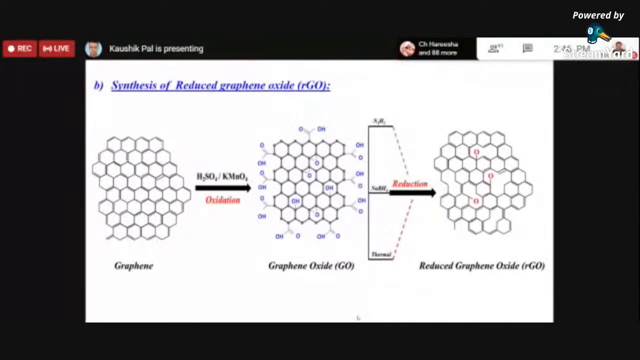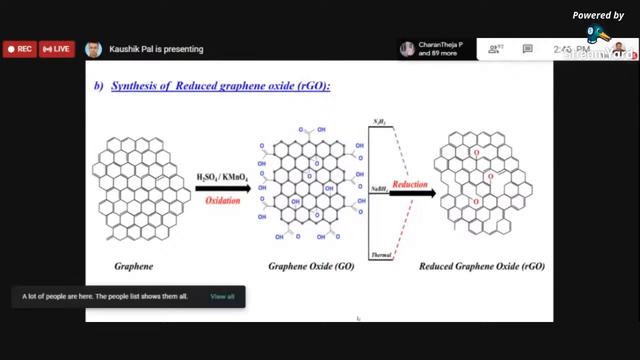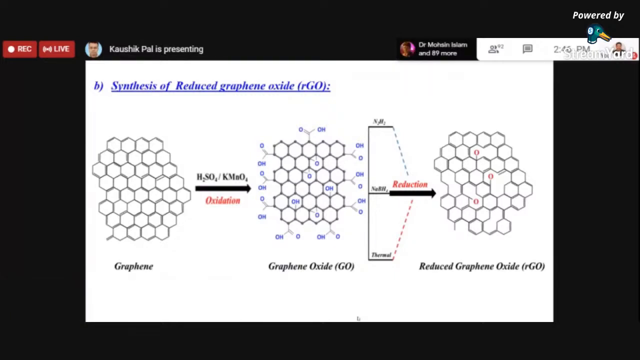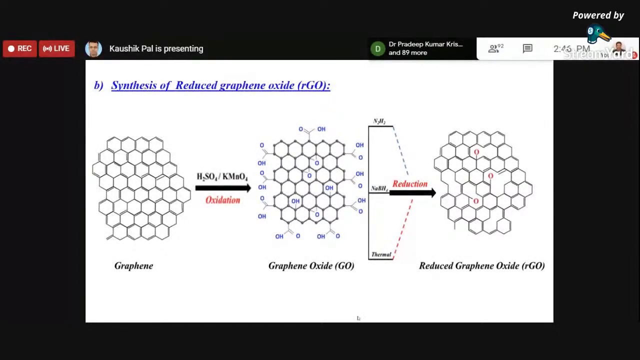So people are using N2H2, some people are using NaBH4, some people are using only the temperature or heat. But everything has certain drawbacks. We have used NaBH4 in our case because we have seen that the yield of the reduced graphene oxide has increased, and the maximum functional groups have been removed from that particular system, so that it has very good active sites which can be used for future applications.